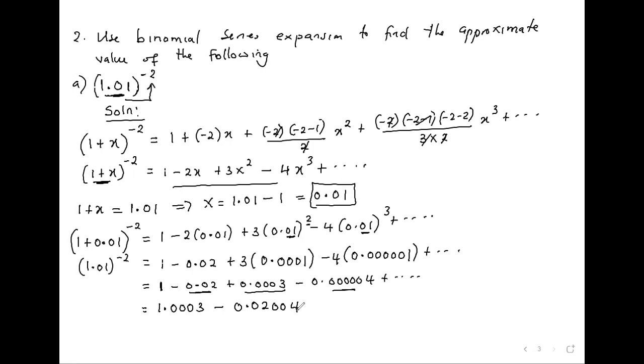1, 2, 3, 4, 5, and there should be 6, so there's another 0 here. 0, 4. 1, 2, 3, 4, 5, 6. 1, 2, 3, 4, 5. Yeah, there should be 6. Then now you subtract. So you say 1.000300 minus 0.020004.